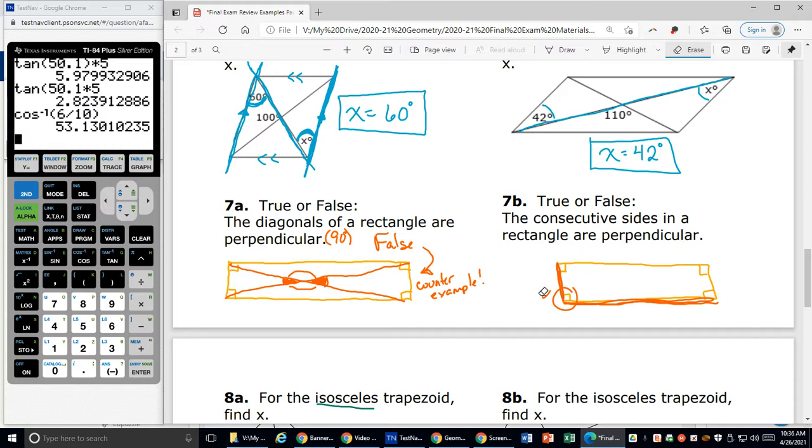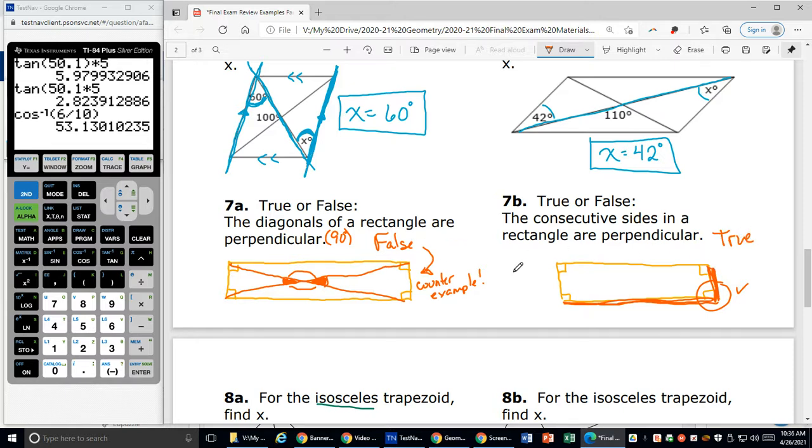Okay. What if I wasn't looking at those two? What if I was looking at this bottom one and the right-hand side? Are these two consecutive sides? Are they intersecting at 90? Are they perpendicular? Yes, they are, right? It doesn't matter which two sides next to each other I pick, they're always going to intersect at 90. So this is a true statement.